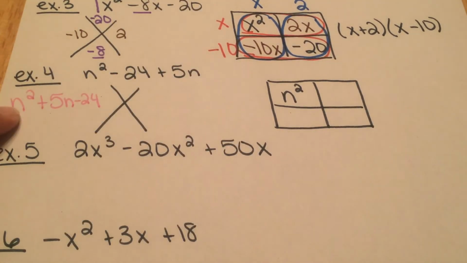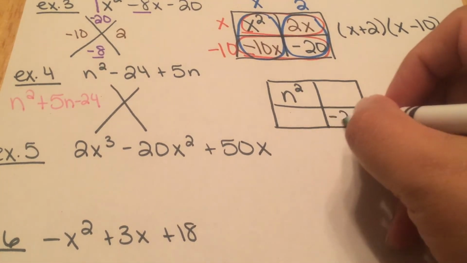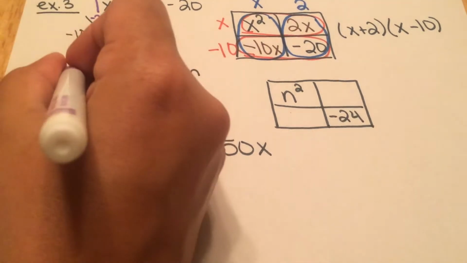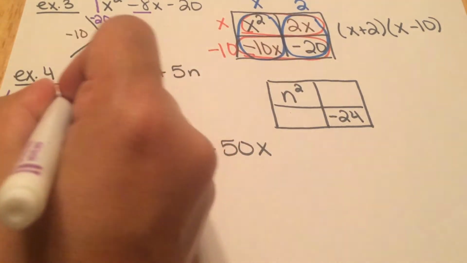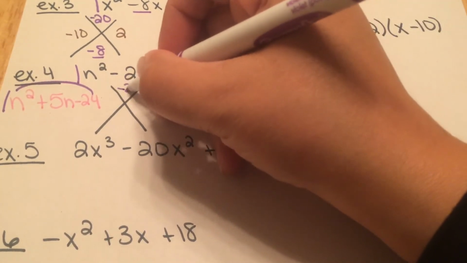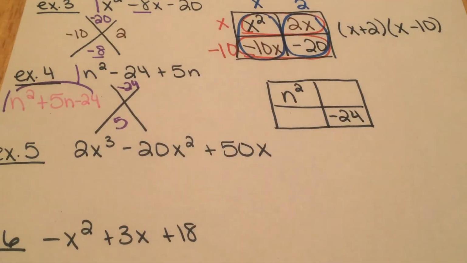So we actually have n squared plus 5n minus 24. So now I can go ahead and finish my box with my negative 24 here. All right, so now I'm going to go ahead and multiply. I guess I should put it right here. And multiply negative 24 times 1 is going to be negative 24. And then my bottom is my B coefficient, 5.